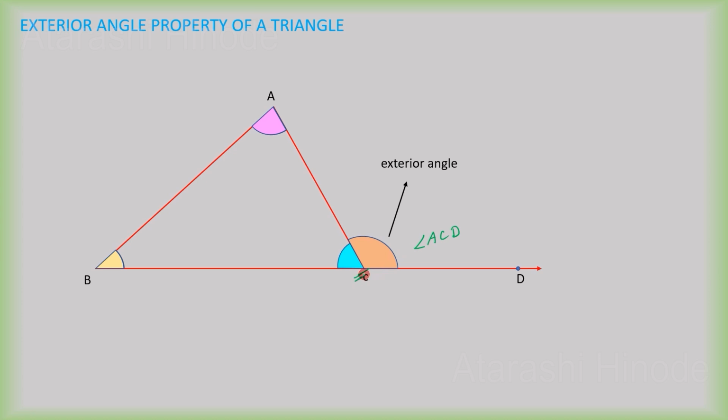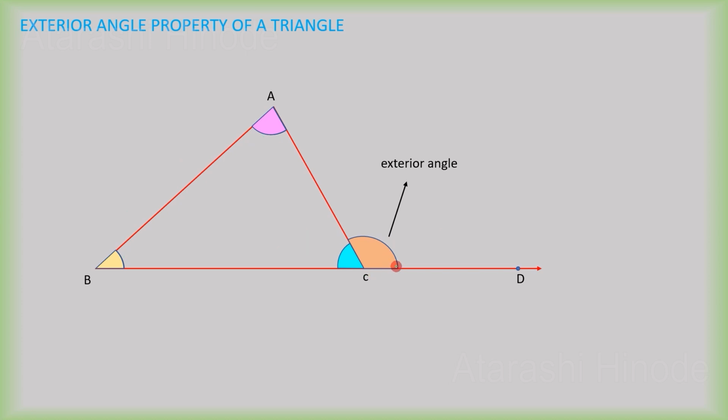Since there are two angles at vertex C, when you mention these angles, you have to say angle ACD for this angle and angle ACB for this angle. It is clear that angle ACB is an adjacent angle to angle ACD. The remaining angles, that is angle A and angle B, are called the two interior opposite angles, or the two remote interior angles of the angle ACD.